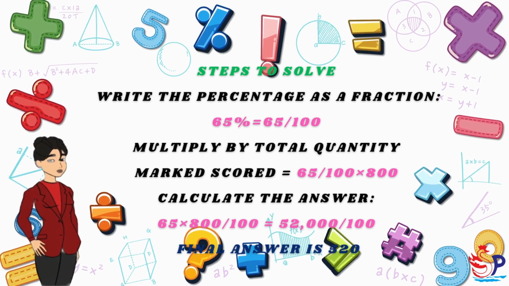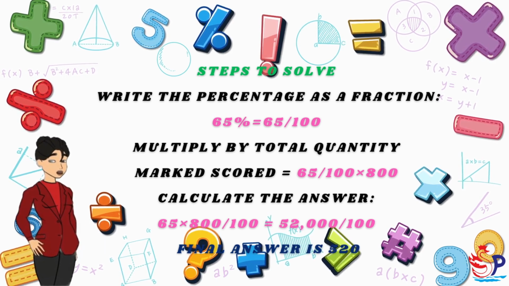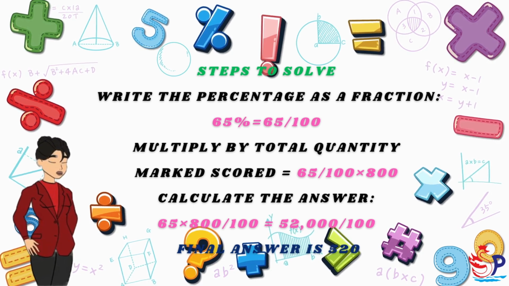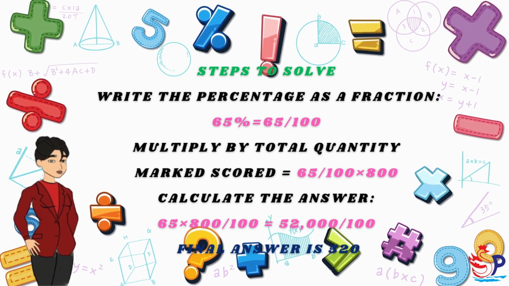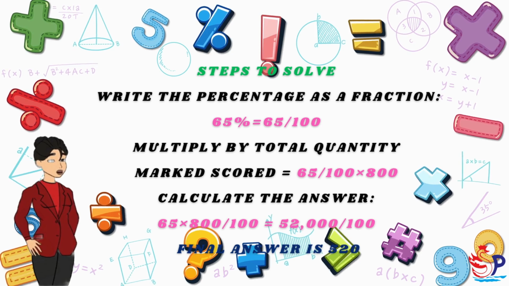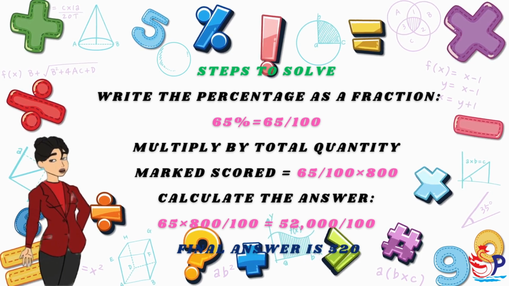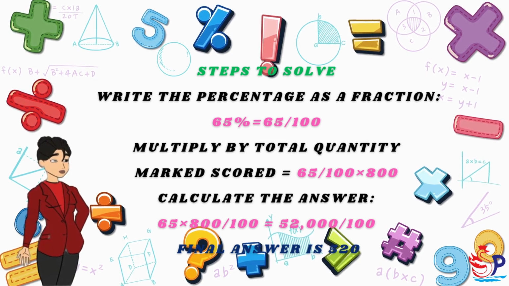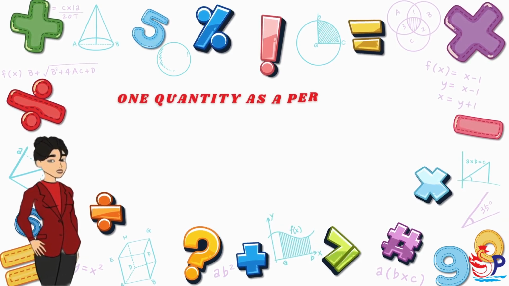Calculate the answer. 65 multiplied by 800 divided by 100. 52,000 divided by 100. Final answer is 520. One quantity as a percent of another.